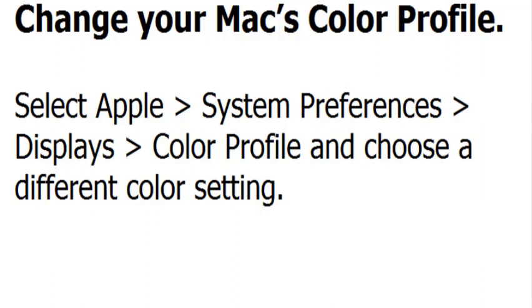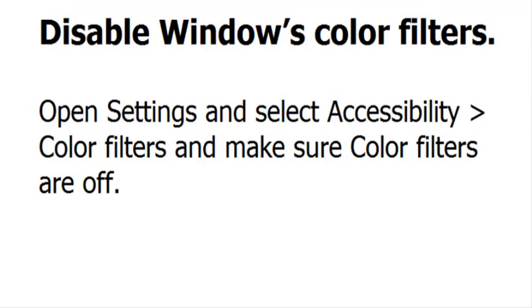Change your Mac color profile. Select Apple, System Preferences, choose Displays, choose Color Profile, and choose a different color setting. Another one is disable Windows color filters. Open Settings and select Accessibility, choose Color filters, and make sure color filters are off. On Windows 10, the path is Settings, Ease of Access, and Color filters.